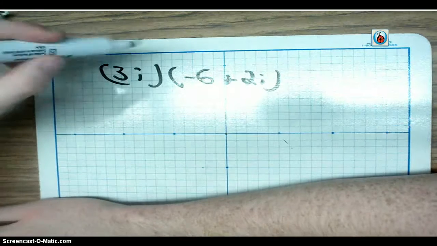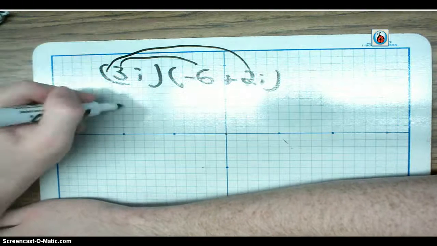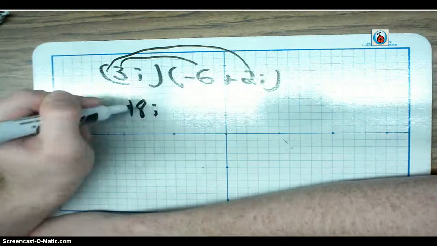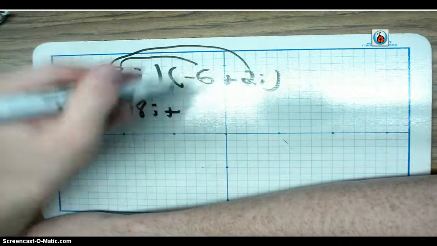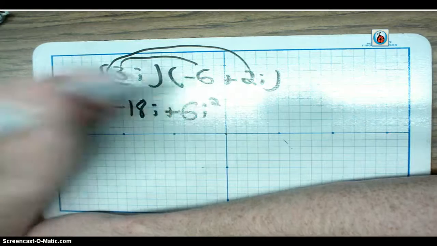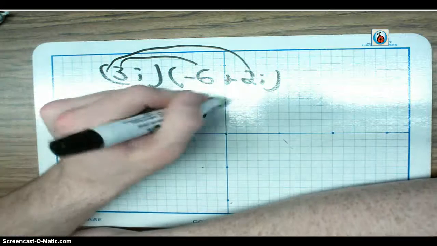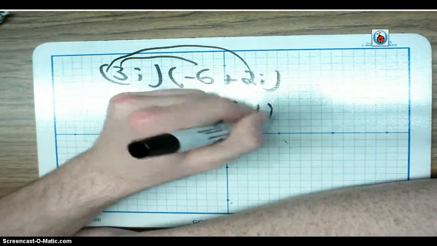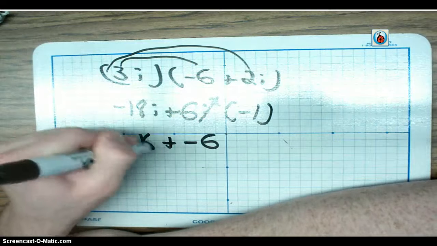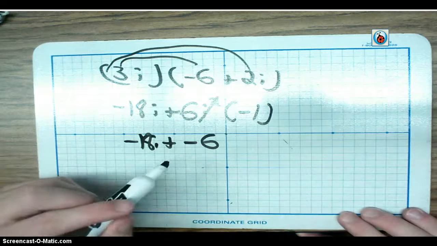Now we're going to multiply. So first you distribute this over. So that would be negative 18i plus 6i, my apologies, 6i squared. Since i squared equals negative 1, you replace this with negative 1, so then it would be negative 6 plus negative 18i. And that's pretty much it. That's how you multiply it. That's one of the ways.